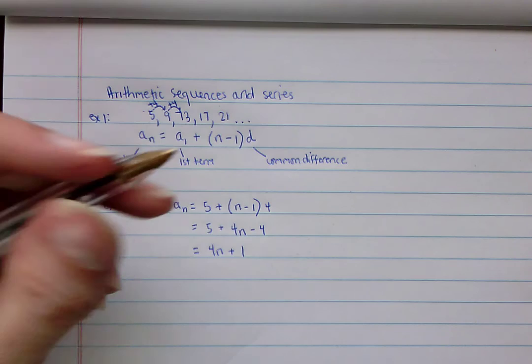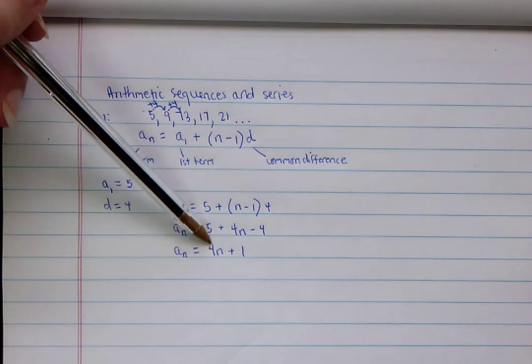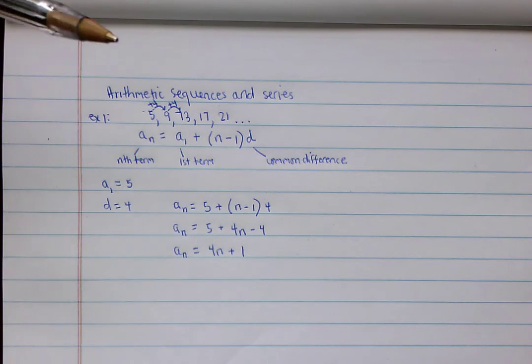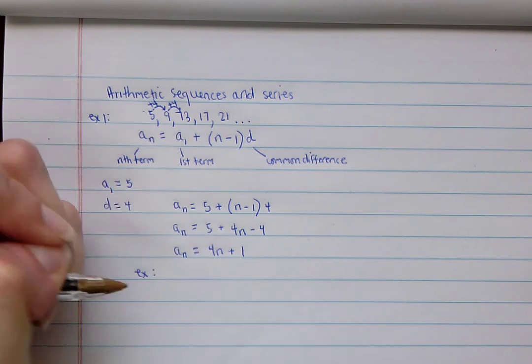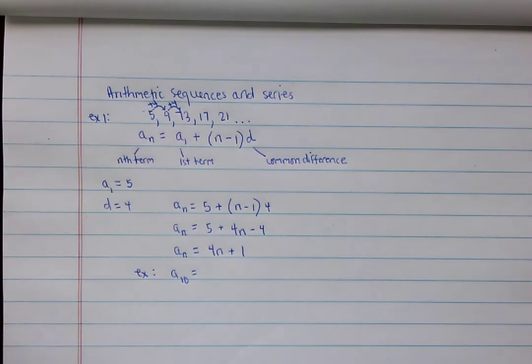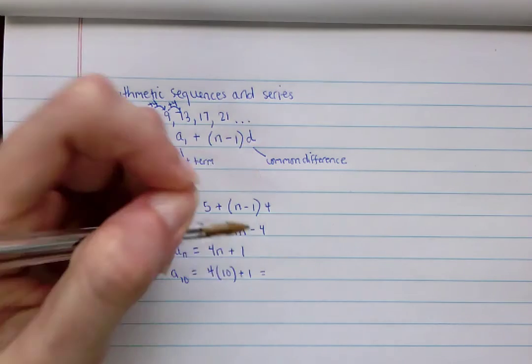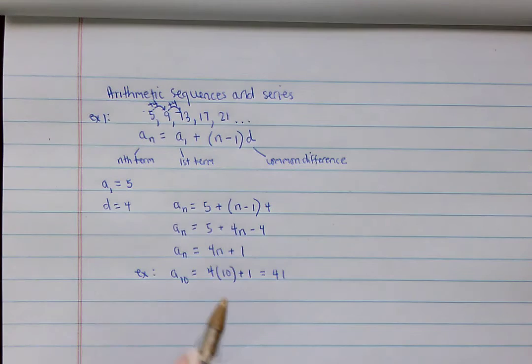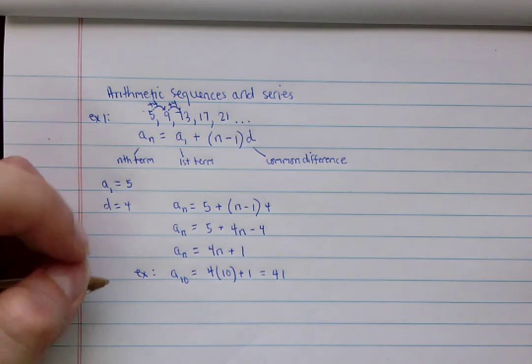And so you could use this formula to find any term you want. If I wanted to find, let's say, the 10th term, you could plug in n equals 10. So for example, if I want a sub 10, then I would plug in n equals 10. So 4 times 10 plus 1. That would be 40 plus 1, which is 41. So if you kept this going out, you would find that the 10th term would be equal to 41. All right, next example.